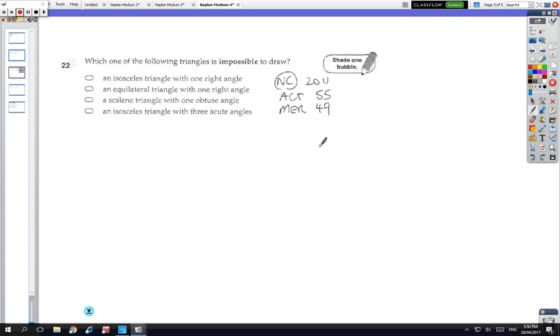Okay, next one, 22. Which of the following? This is not too bad. About half the kids got it right. See if you can work out which one makes sense. Which one is impossible to draw? Pause, and when you're ready, come back live.